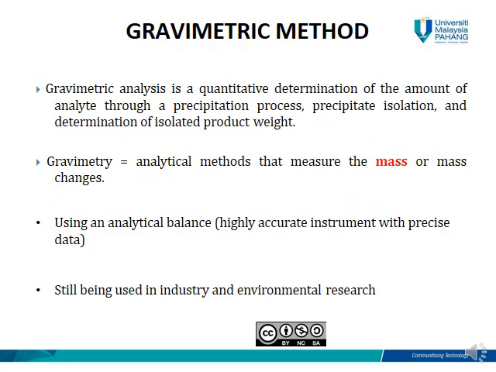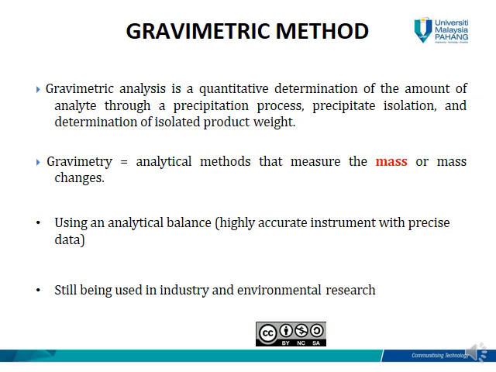Okay, what is the definition of gravimetric analysis? Okay, it's a quantitative determination of the amount of analyte through a precipitation process. It means that you try to isolate the precipitate from the solution and to determine the isolated product weight.